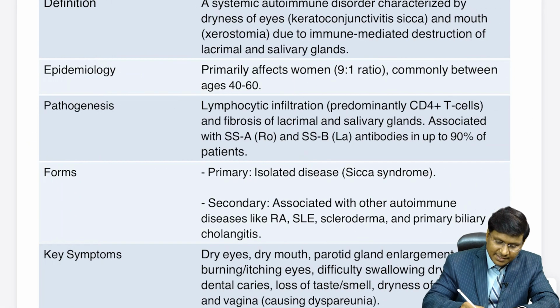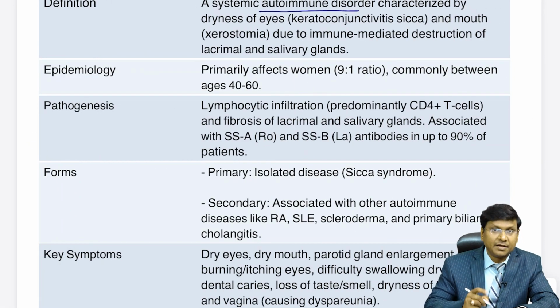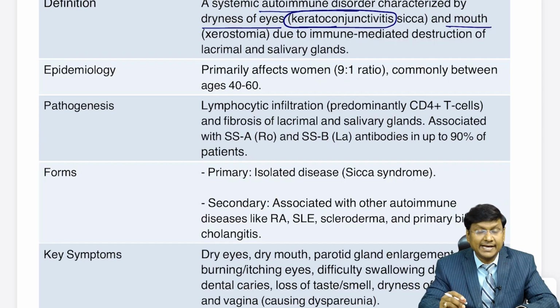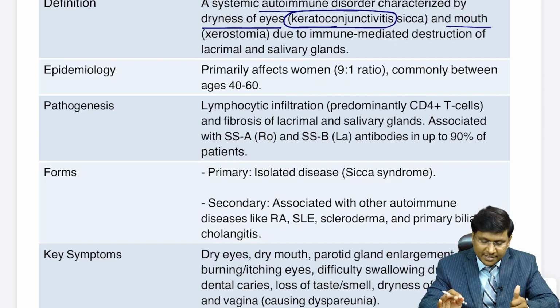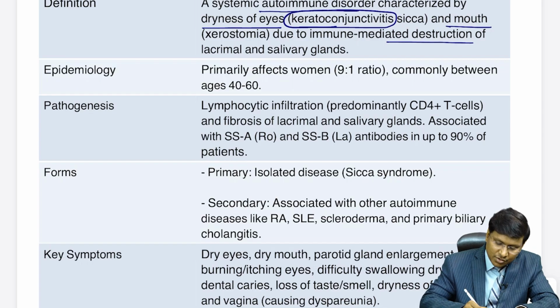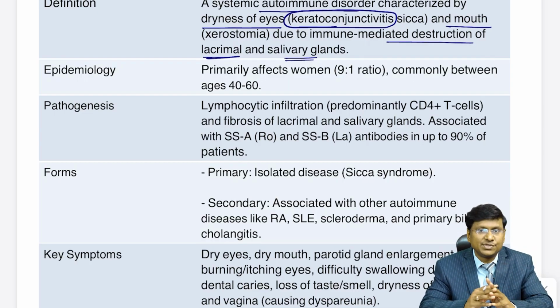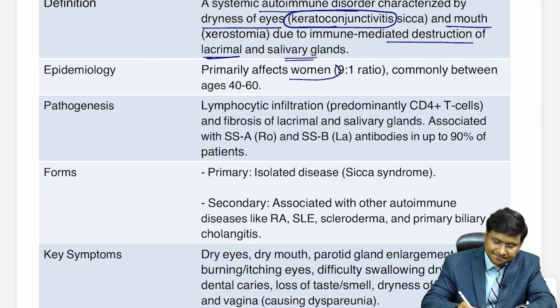So this is a systemic autoimmune disorder which is characterized by dryness of eyes as well as dryness of mouth. So this we call it as sicca syndrome, right? Where there will be dry eyes as well as dry mouth. And this is the disorder where you have immune mediated destruction of the lacrimal as well as the salivary glands, right?